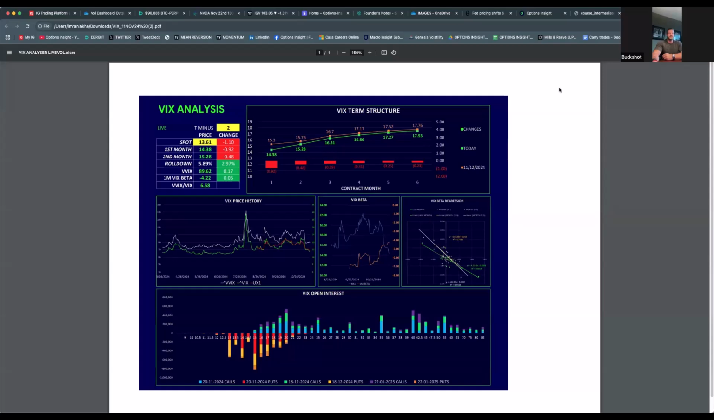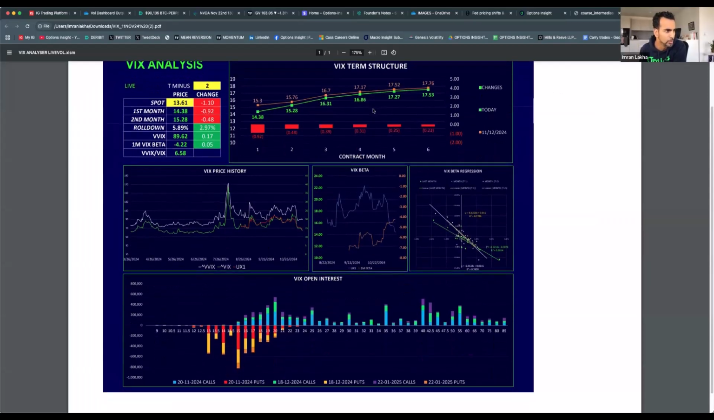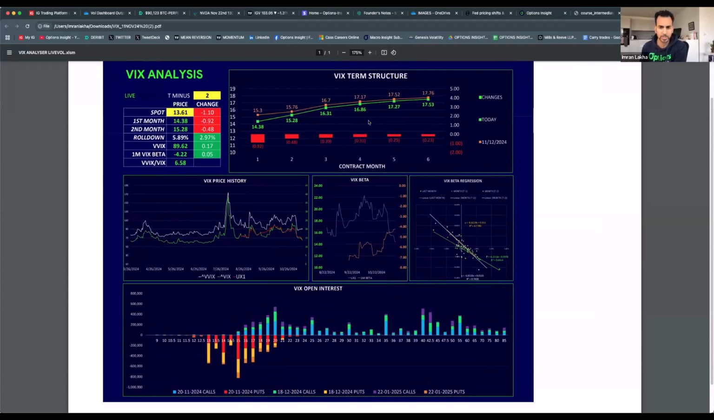This is the new VIX monitor that I have created. It's pretty similar to the one we had before, but obviously I've plugged myself into the new data feed. So anyway, this allows me to see what the term structure does over a certain number of days. And then I always track the front two contracts to see what the roll down is. So we've got a positive roll down now.